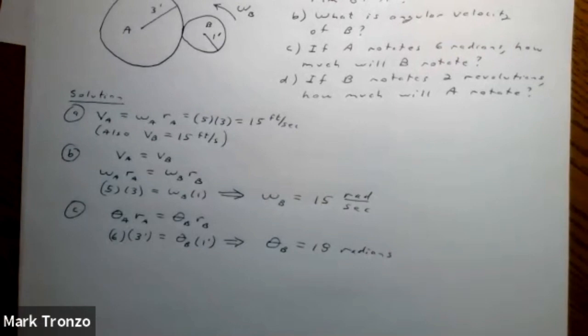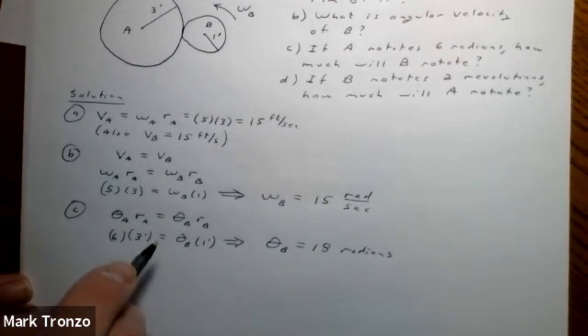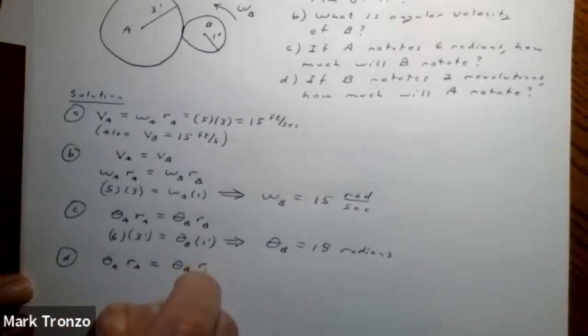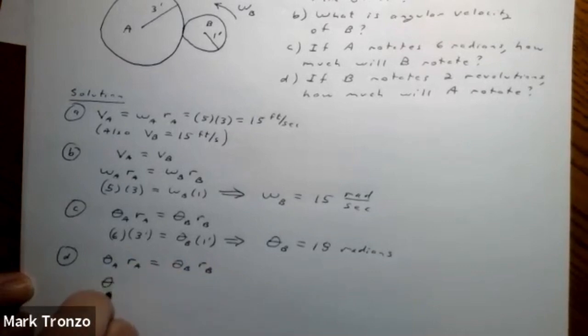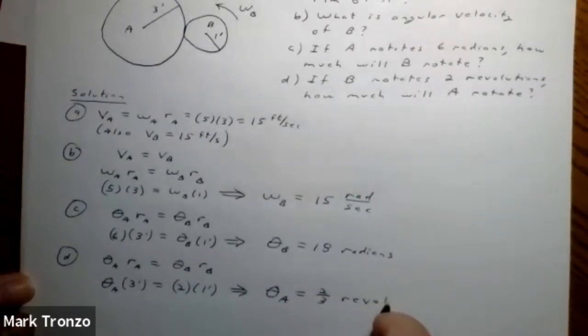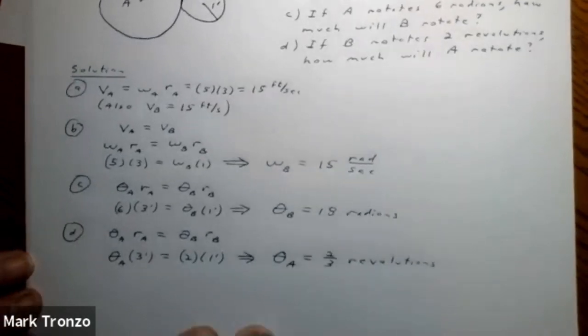And finally, on the last one, pretty much the same thing. You could really do that in terms of radians if you want to convert it, but the 2 pi's would cancel out. So we can really do it the same way. You can just use this relationship here. And this is going to be 3 feet. Theta B, we said there's 2 revolutions times 1 foot. So theta A comes out to be 2/3 revolutions. Like this.